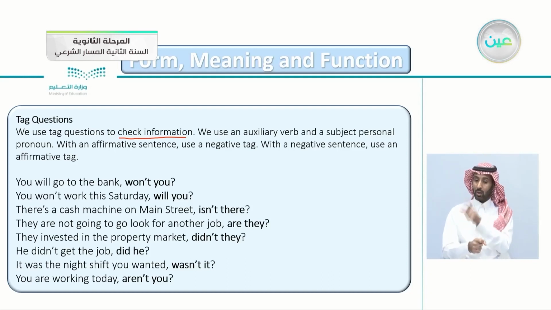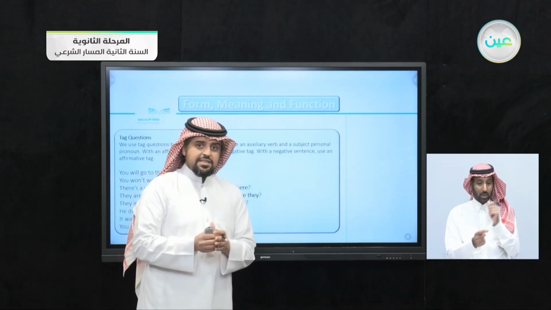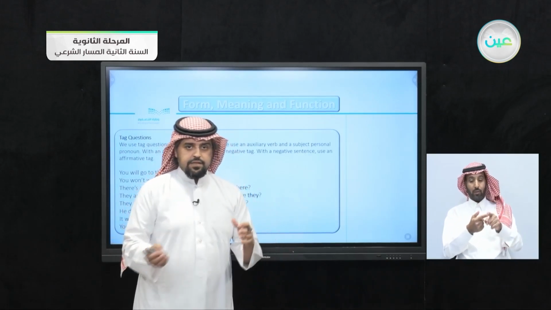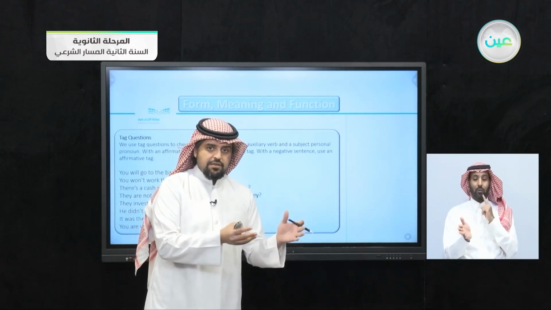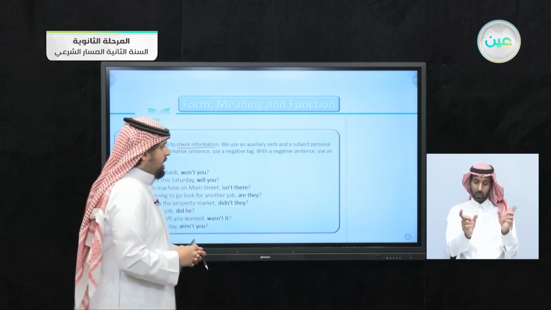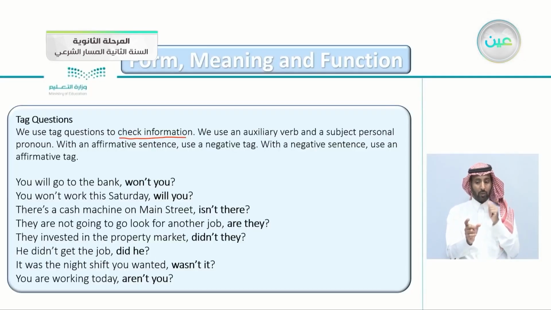With an affirmative sentence, we use a negative tag. With the negative sentence, we use an affirmative tag. So if the sentence is negative, we use an affirmative tag. If the sentence is affirmative, we use a negative tag. So they are unlike each other. Let's take some examples here.